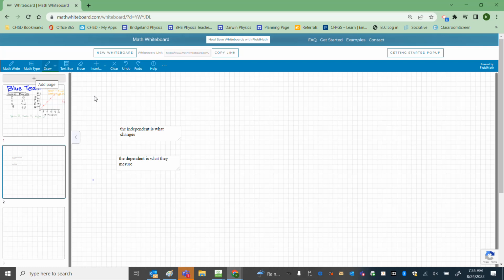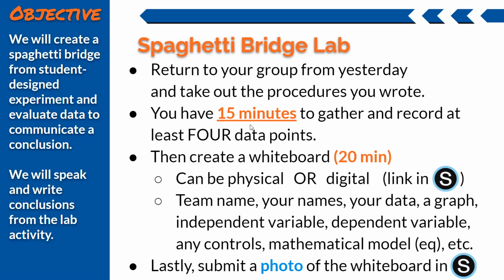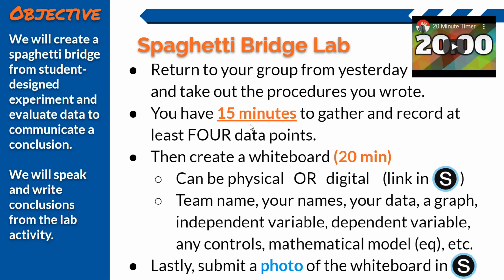You can type text boxes. You can write with the stylus on the screen. You do not have to do this. In fact, it is easier, in my opinion, to simply write it on an actual whiteboard. But you do not have to do a digital one, but you can. That is an option. The actual whiteboards are in the back corner.